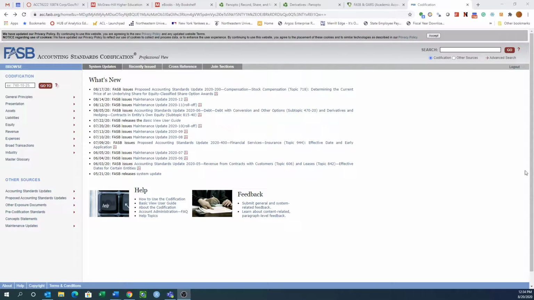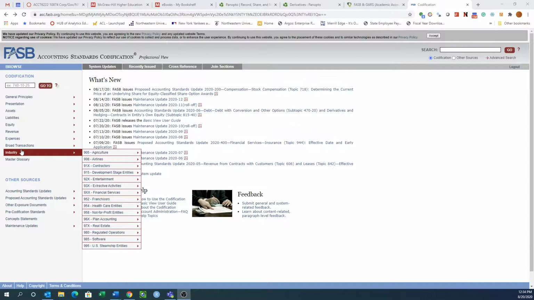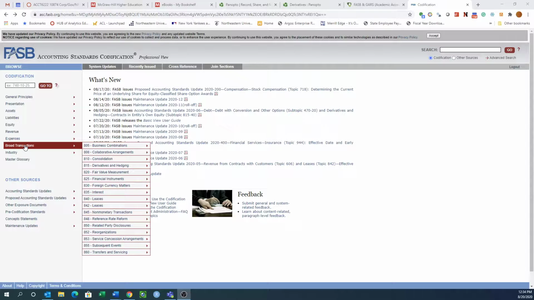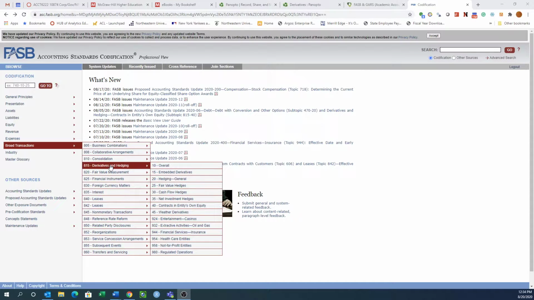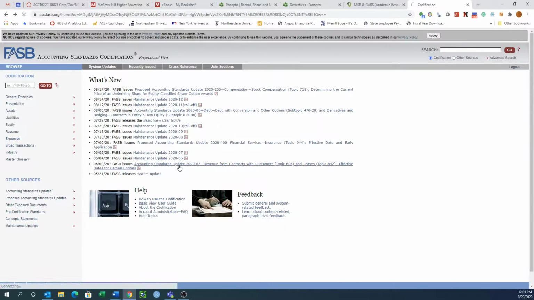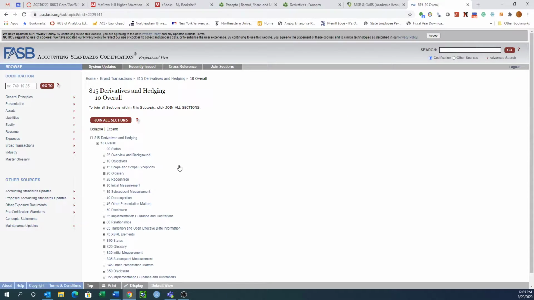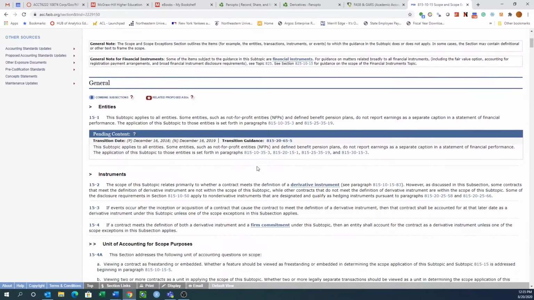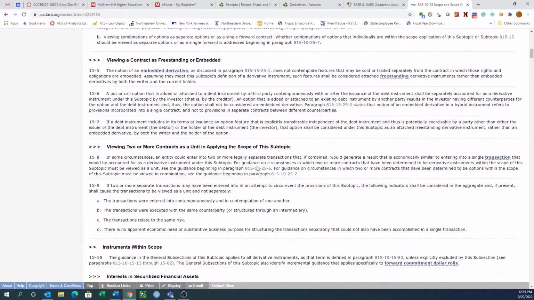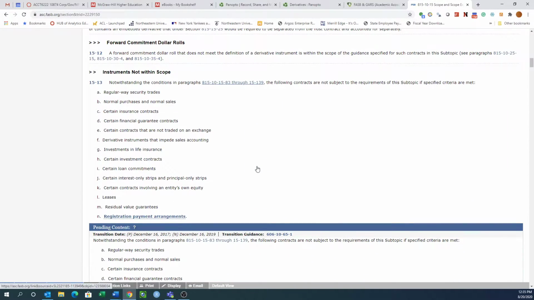And what we want to do is go over to our broad transactions in the Accounting Standards Codification, go to derivatives and hedging, and just look overall. In here, under paragraph 15, you're going to see scope and scope exceptions. There are a number of scope and scope exceptions. I'm going to scroll down to that, and this is the listing of instruments not within scope.